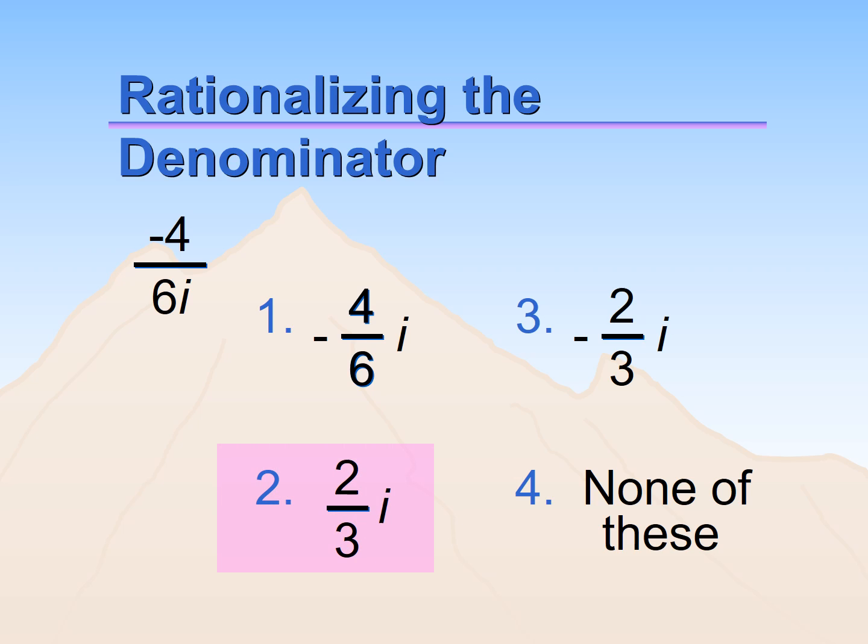All right, you should have gotten option number 2, 2 over 3i. So if you would have multiplied i by top and bottom, you would have gotten -4i on top and 6i squared on bottom, which is the same as 6 times -1. So since you have a negative on top and a negative on bottom, you end up with a positive number. And then 4 over 6 reduces to 2 over 3.